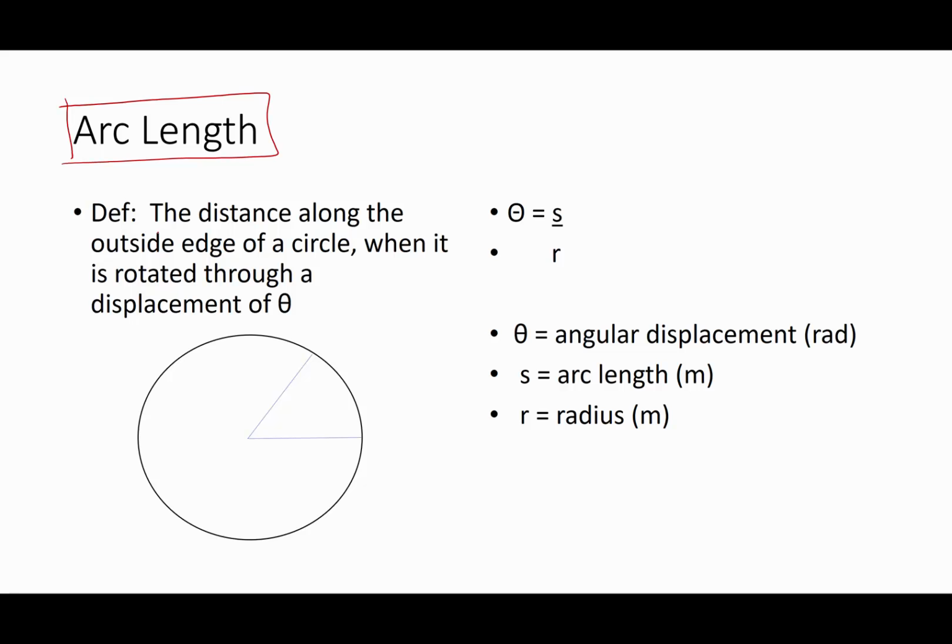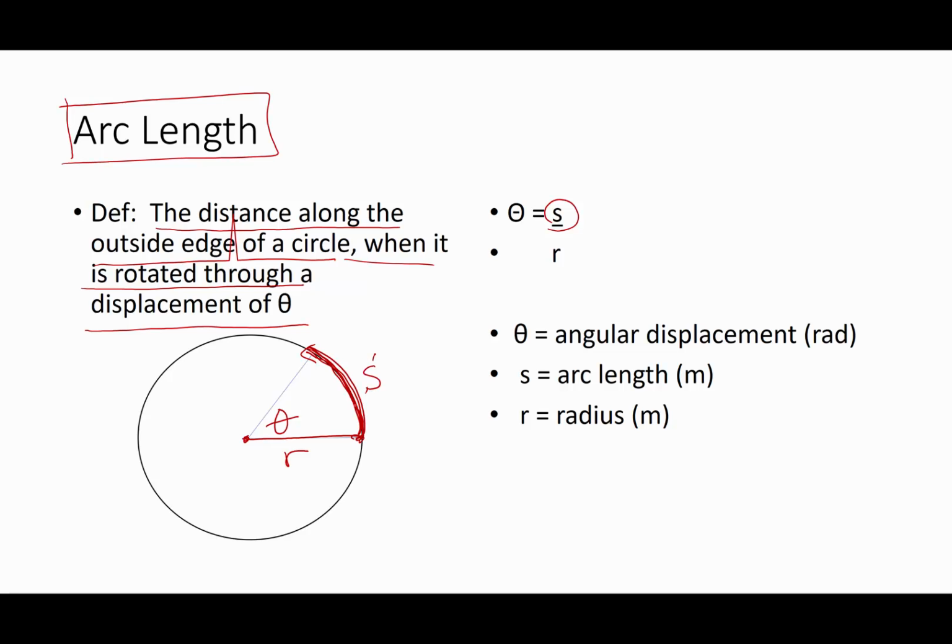Arc length is defined as the distance along the outside edge of a circle when it is rotated through an angular displacement of theta. So let's say I have got an object that is rotating in a circle. If it rotates through an angular displacement of theta and r is the radius, then S is the arc length. That is the outside edge of that circle.